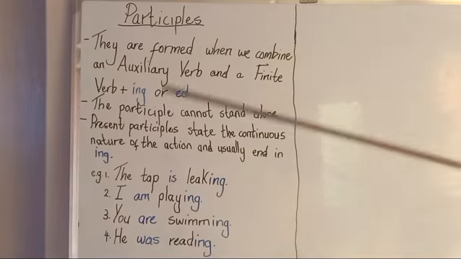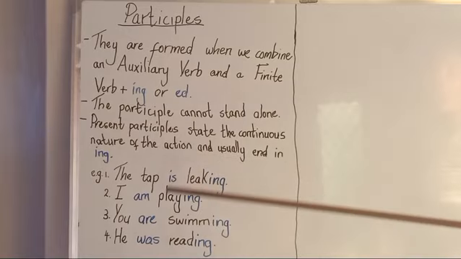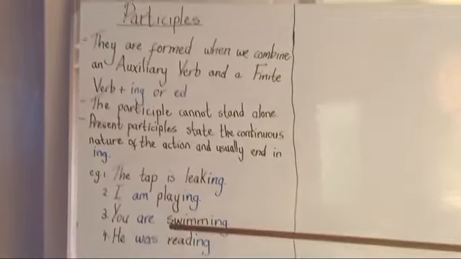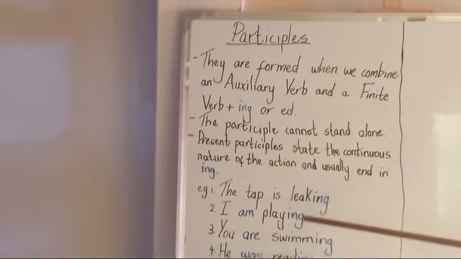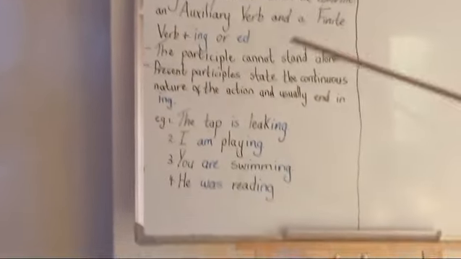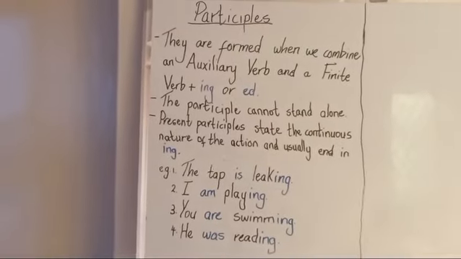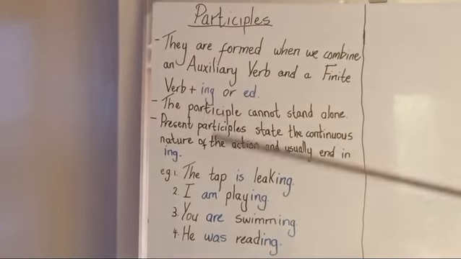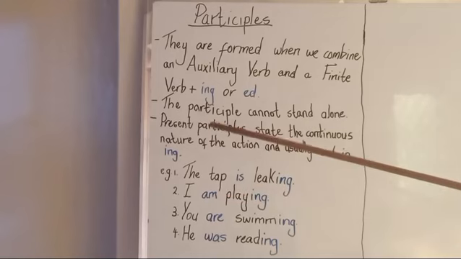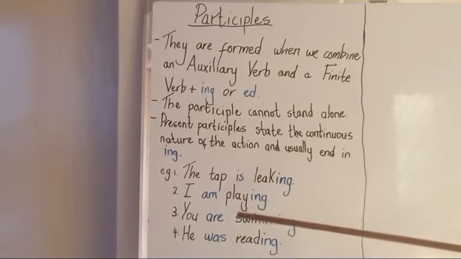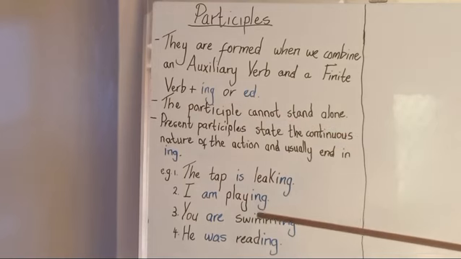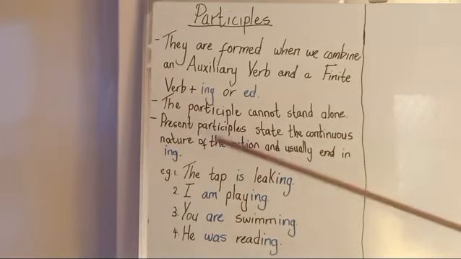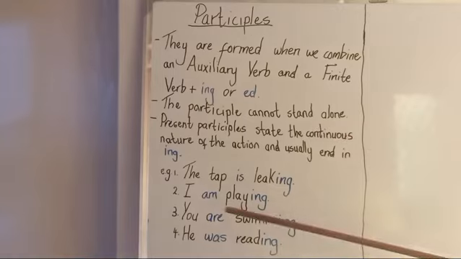So all our auxiliary verbs are in the present tense. So it's telling us that it's a present tense. And then our ing at the end of our finite verb is telling us that it is continuous. So we call it present participles because they have an auxiliary verb and a finite verb with the ing at the end.